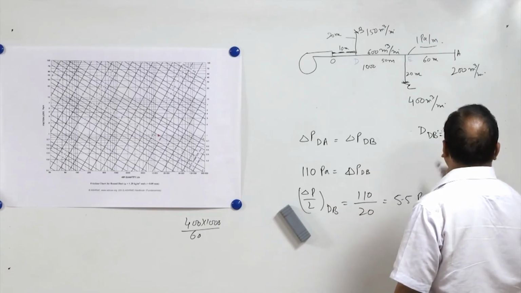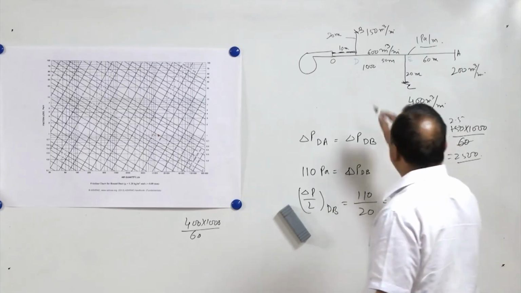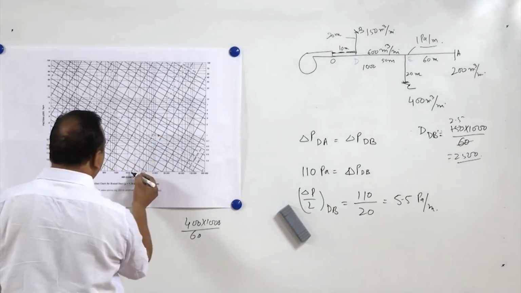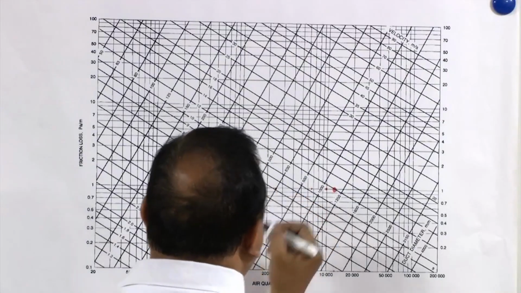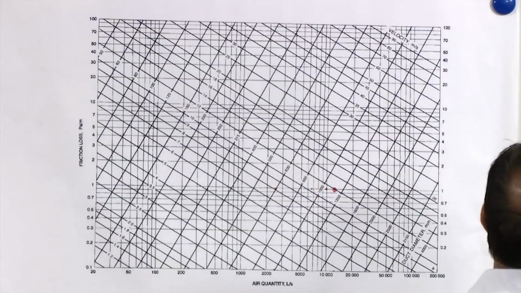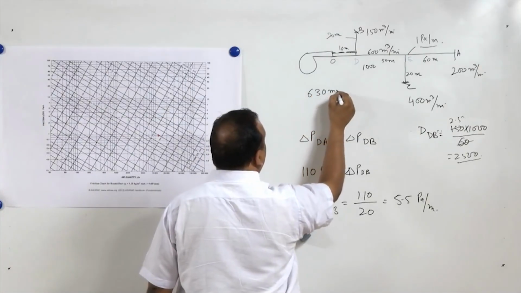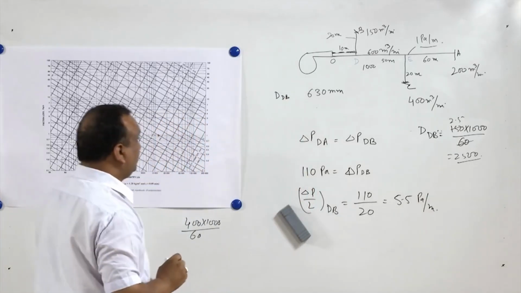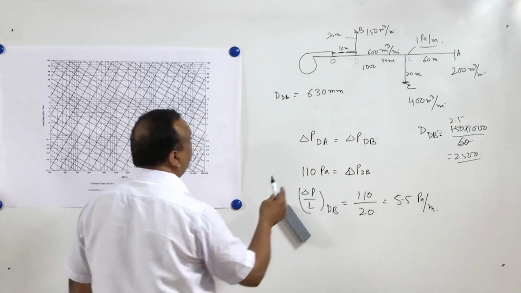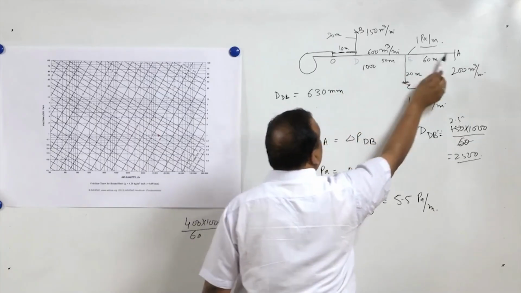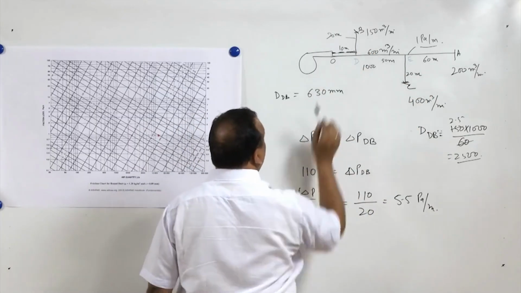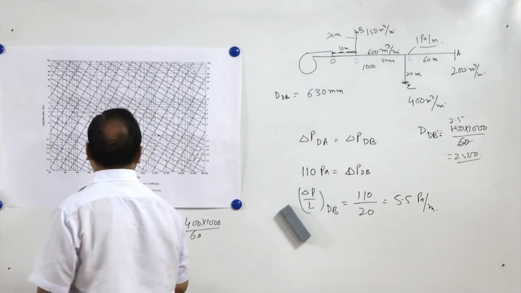so 2500. So this is 2500. Diameter of dB was 630 mm, the diameter of dB for equal friction method. Now what we have done, we have assumed that pressure drop between D and A and D and B are the same, and then pressure drop per unit length for dB is 5.5 Pascal per meter.